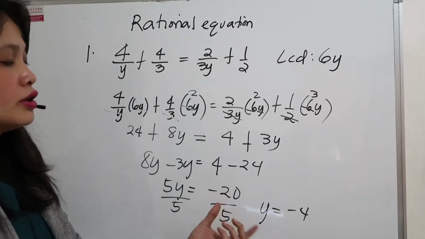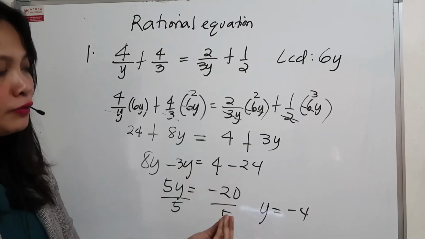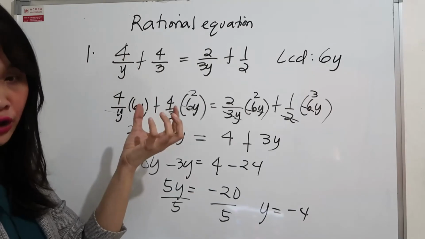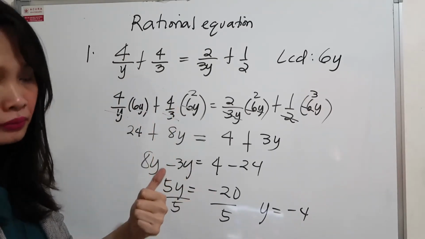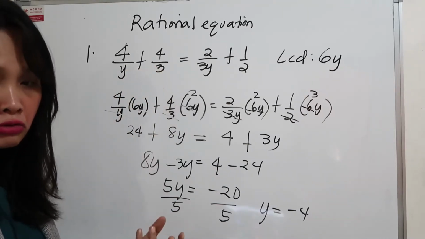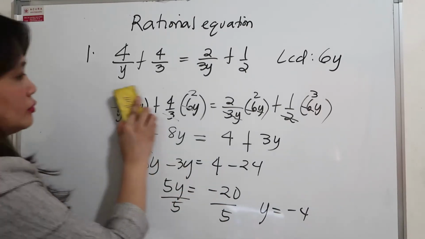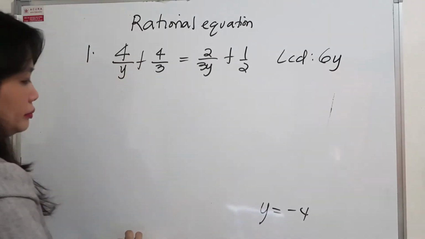Okay? So the value of y is negative 4, but we need to find out if negative 4 is the real value of the given rational equation. So how do we do that? We need to check it.